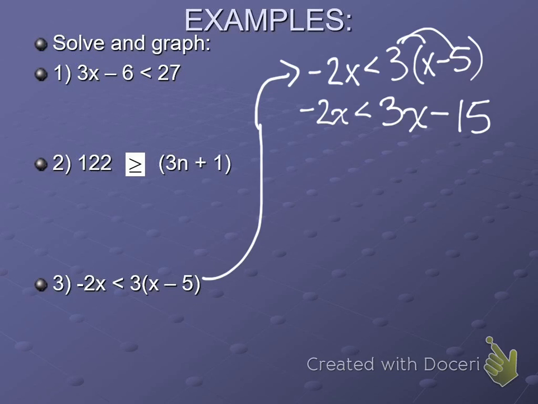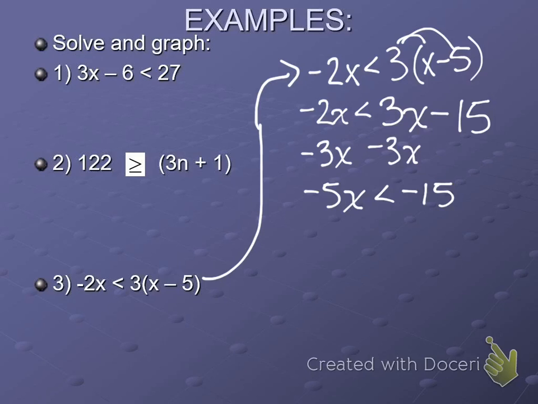All right, to continue solving, I need all my variables on the same side of the equation. So I am going to subtract 3x from both sides. That gives me negative 5x is less than negative 15. If you wanted to move the negative 2x over to keep it positive, you can do that, but then you're going to have to add the 15 back over to the left-hand side. I just think that gets messy. Let's just leave the negative 15 alone.